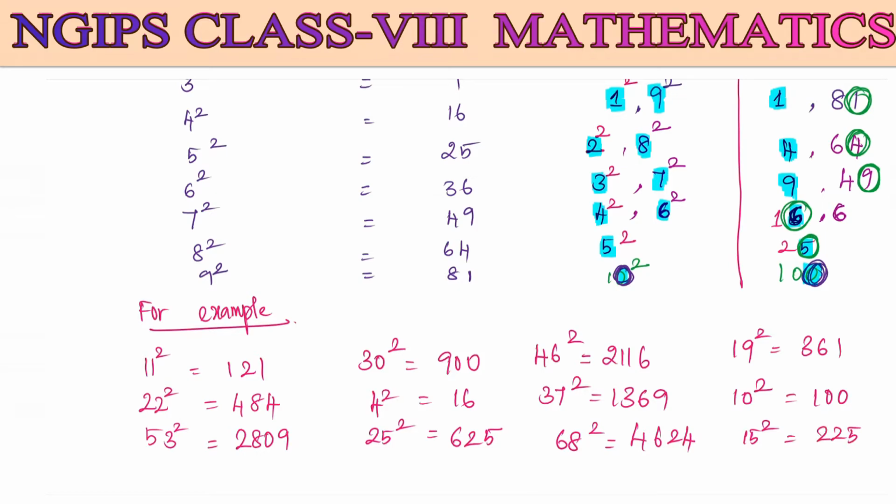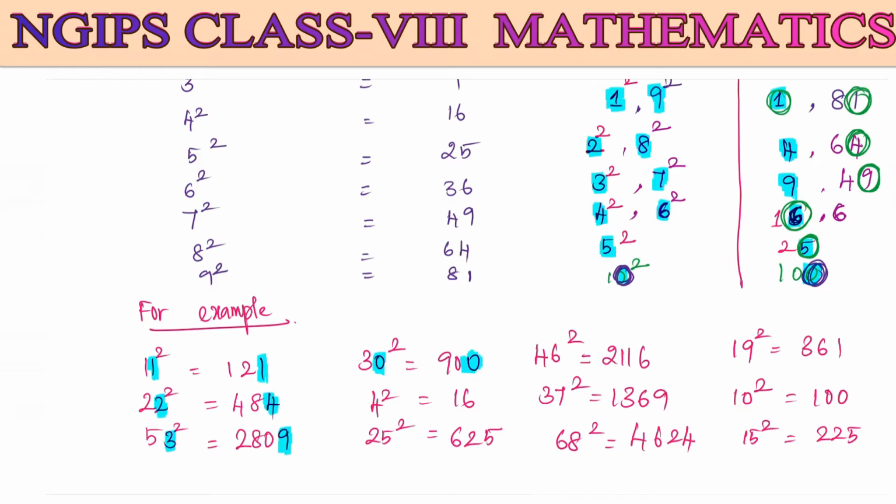Now if you observe all these numbers, when the number ends in 1, the unit digit of the square is going to be 1. When it is 2, the square value ends in 4. When you have 3 as the unit digit, the square value ends in 9. When you have 0, we get 0.